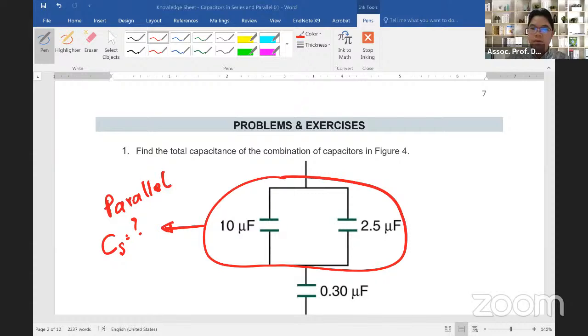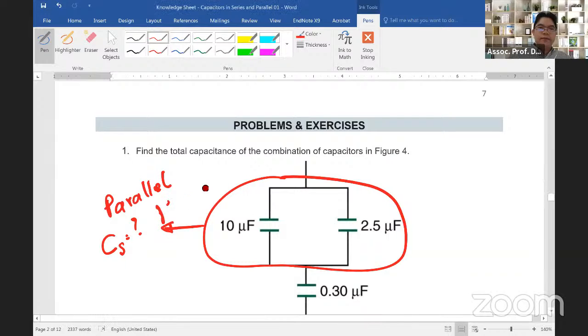So the answer is 0.293 microfarad. That one. That's the answer. So you calculate for this one first in parallel, right? You got 12.5 microfarad here first. So it means that you connect 12.5 microfarad with 0.30 microfarad in series. So you calculate here.